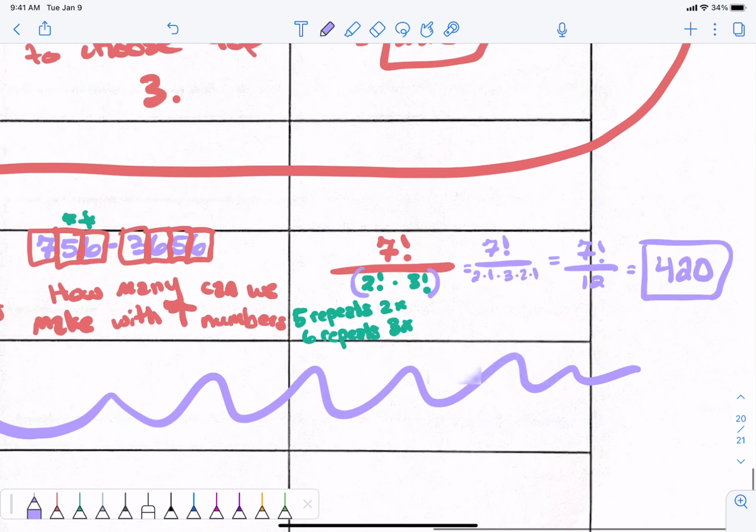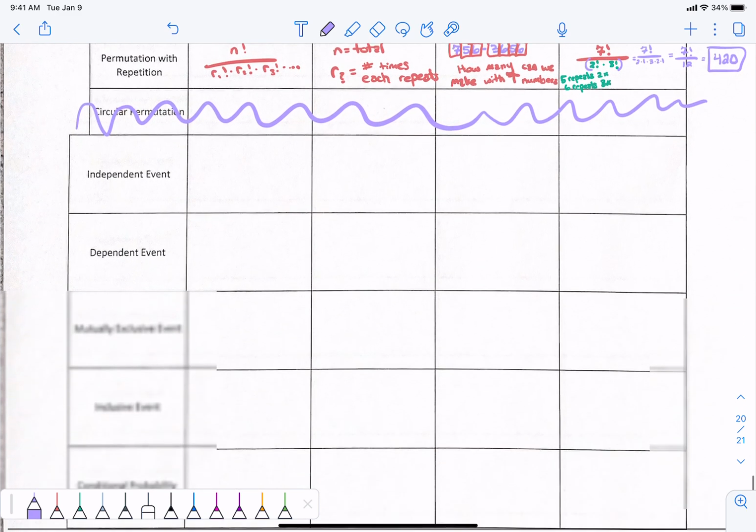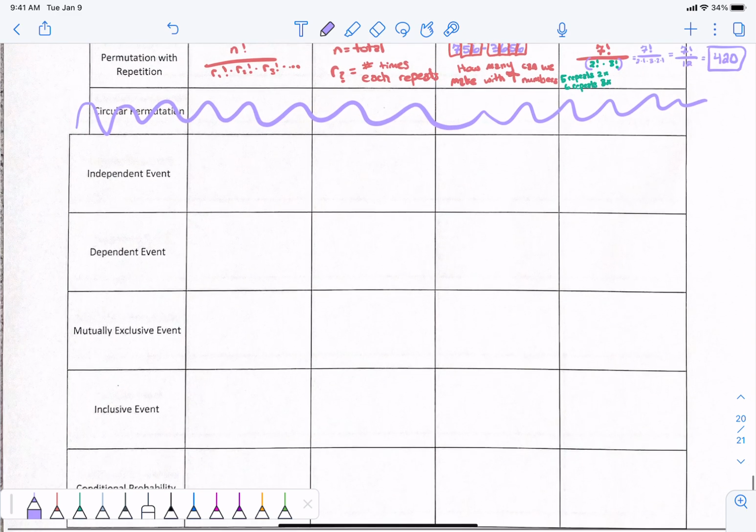Now, if he didn't have any numbers that repeated, can we make more numbers or less numbers than 420? More. We can make more, right? Because we have more numbers to use. Okay? Was that confusing? No. Okay, not too bad.